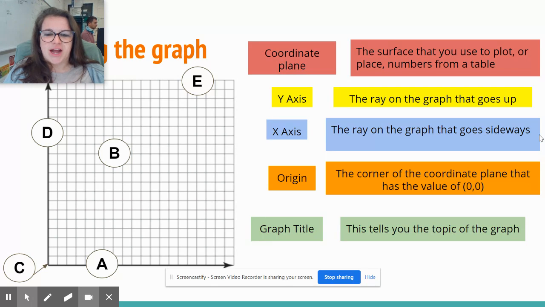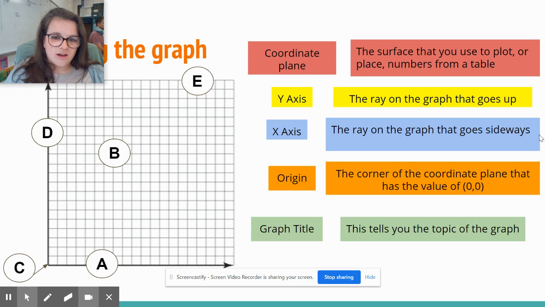And the last thing is the graph title. This tells you the topic of the graph. All right, so those are our 5 words for graphs.